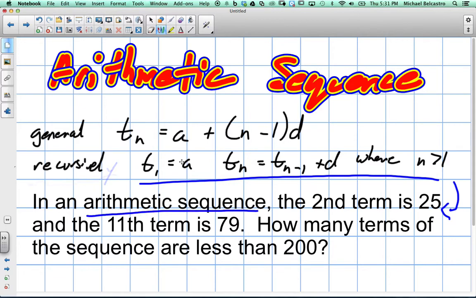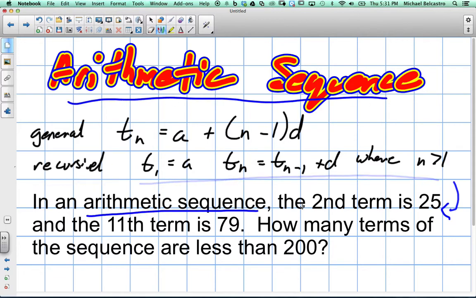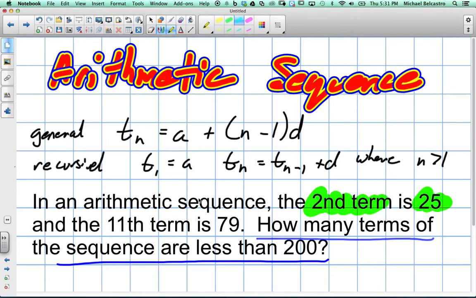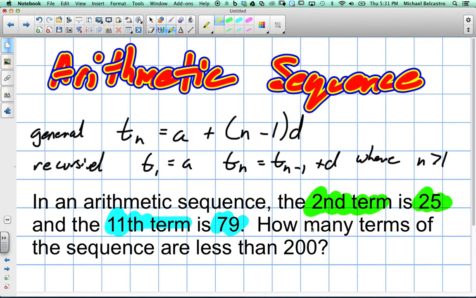In an arithmetic sequence, so we know we're in the right boat here, the second term is equal to 25, and the 11th term is 79, okay? How many terms of the sequence are less than 200? So there's a lot of important information here. Let's highlight it. The second term is 25, the 11th term is 79, and then the last bit of information, they want to know how many terms are less than 200. Three separate but important pieces of information.